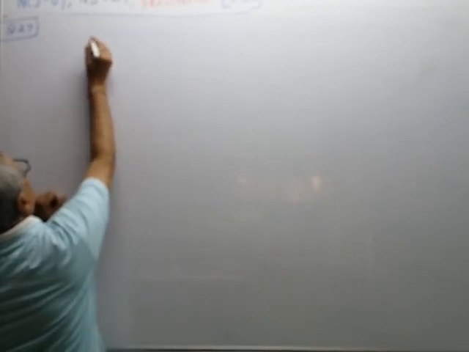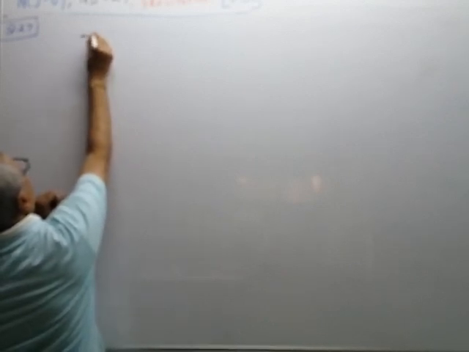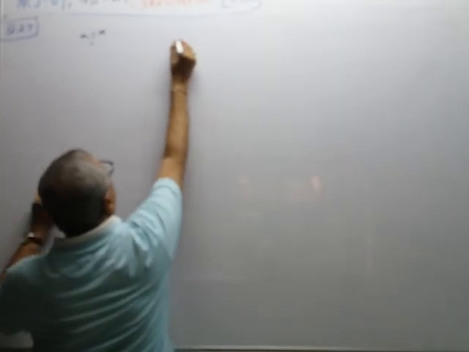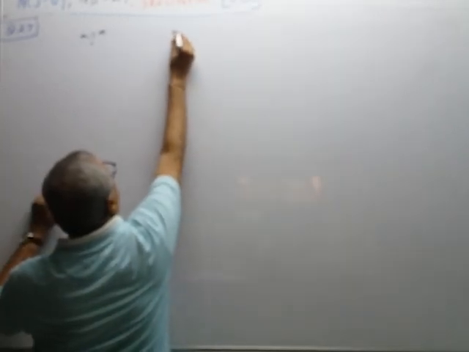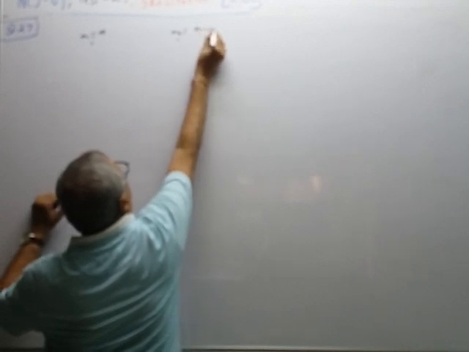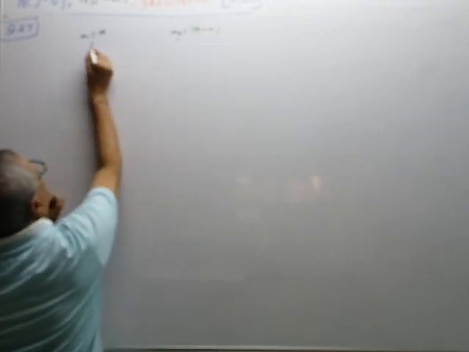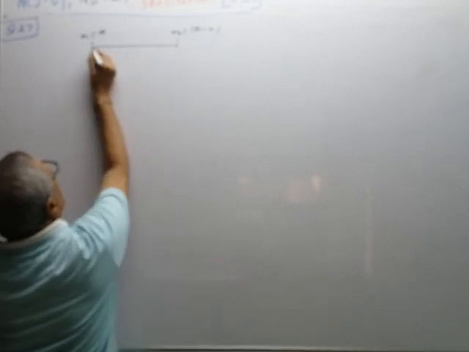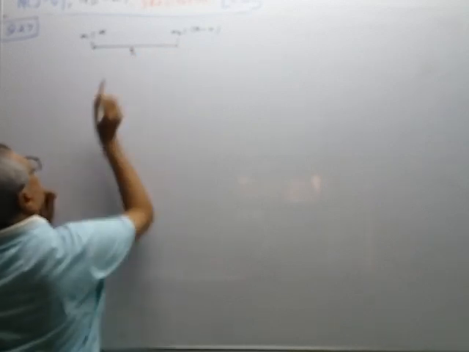So this is the first mass, m1 is equal to capital M. This is the second mass, m2 is equal to capital M minus small m, and the distance between them is r.